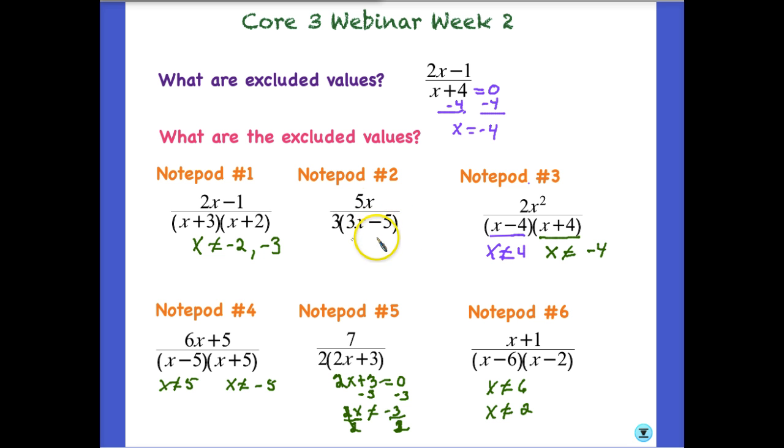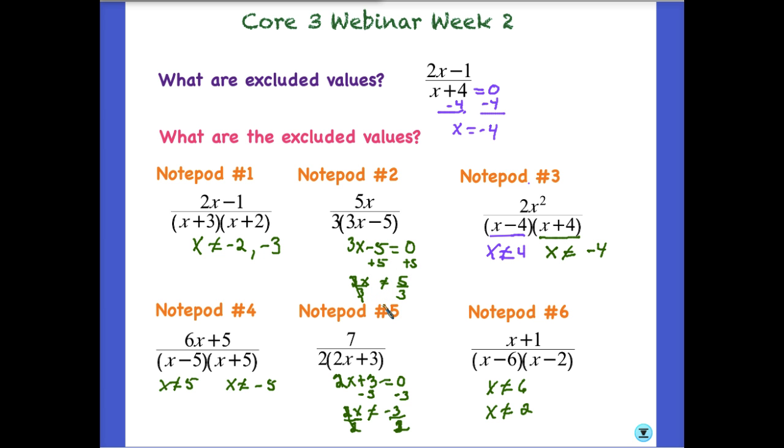Good. So let's look at notepad number 2 since Saxon had to go. In this case, he distributed the 3 in, but you don't need to do that because all we have to do is figure out what this x would be. So if we took 3x minus 5 equals 0, we would do the same thing that Trevor did and we would solve for x. This one is hard to see, so sometimes you actually have to go through this math in order to see that, hey, x cannot equal 5/3.